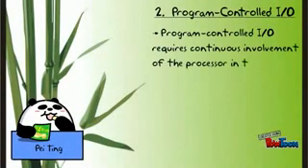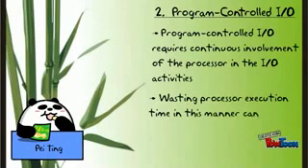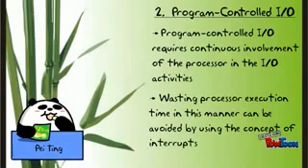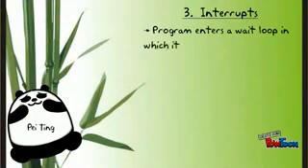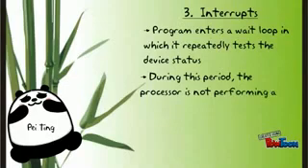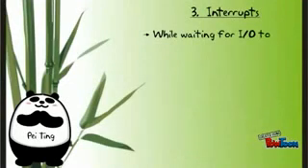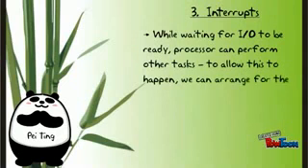Program control I/O requires continuous involvement of the processor in the I/O activities. Wasting processor execution time in this manner can be avoided by using the concept of interrupts. Programs enter a wait loop in which they repeatedly test the device status. During this period, the processor is not performing any useful computation. While waiting for I/O to be ready, the processor can perform other tasks.